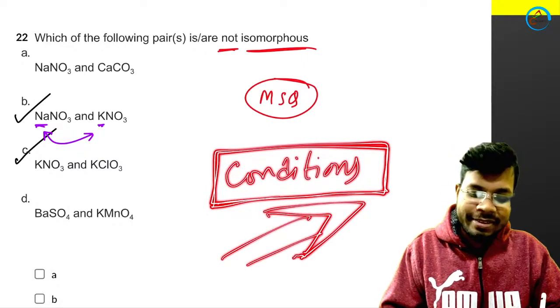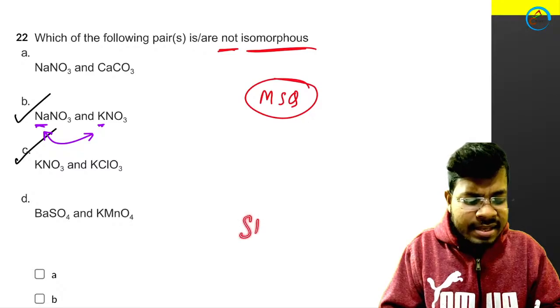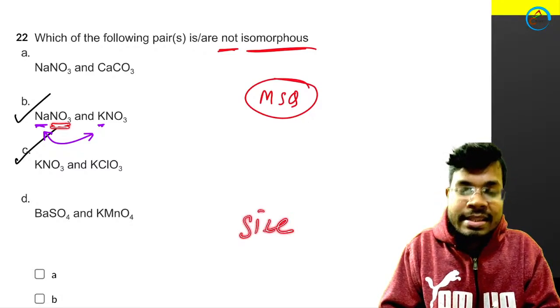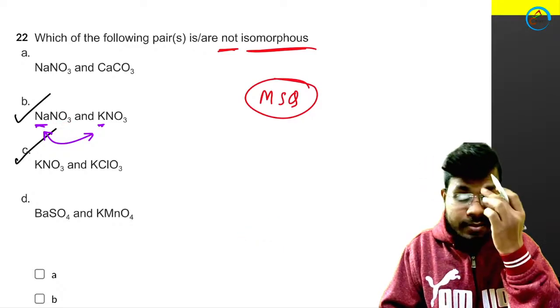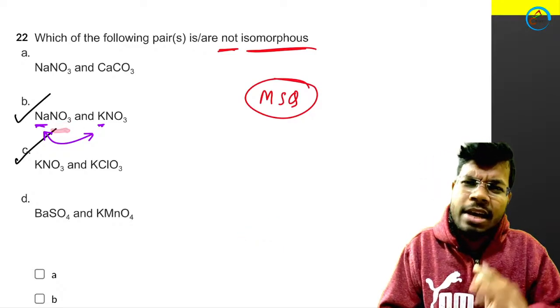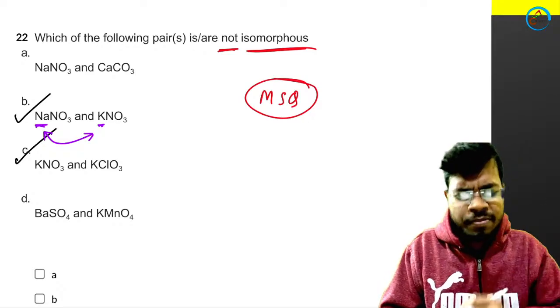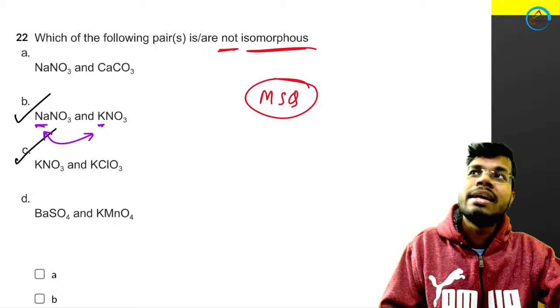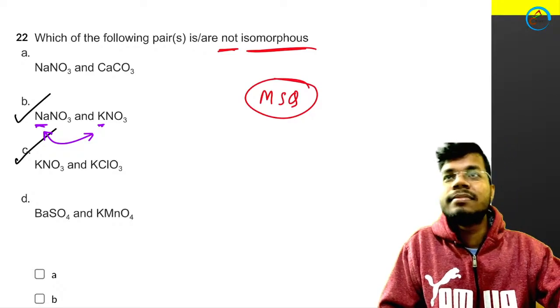So first of all, size differences. Not only size, but melting point differences, boiling point differences, crystallization probability, a lot of things are there. So you have to take care of everything. Question number 22: B and C will be your correct one. Yes, perfect in this question.